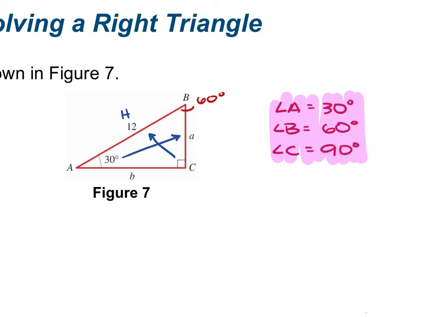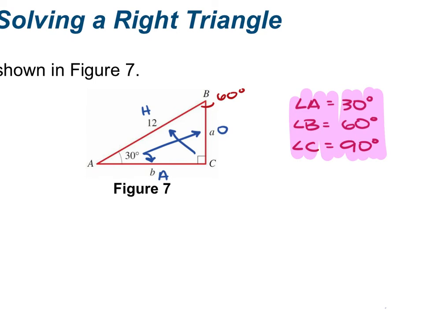Side length A, since it's opposite of the 30 degrees, it's opposite. Side length B, it's next to the 30 degrees, it's adjacent. So in order to find side A, we're going to be doing opposite with the one we have, our hypotenuse. Opposite over hypotenuse is sine. So to find that, we're going to use the sine of 30 degrees is equal to opposite, which we said was A, over hypotenuse, which we know is 12.